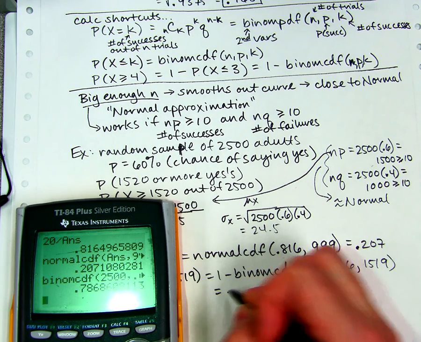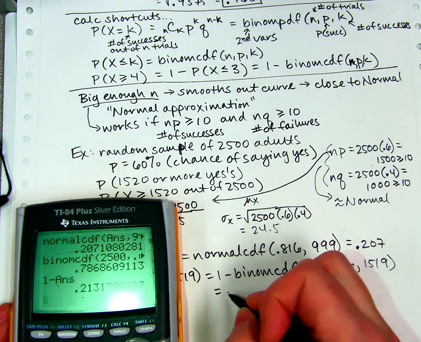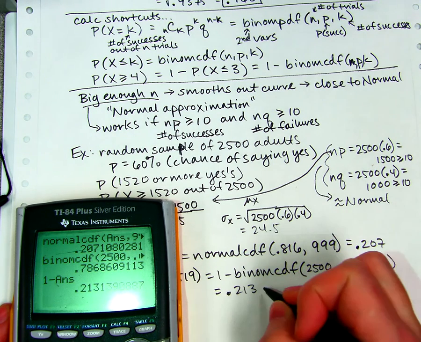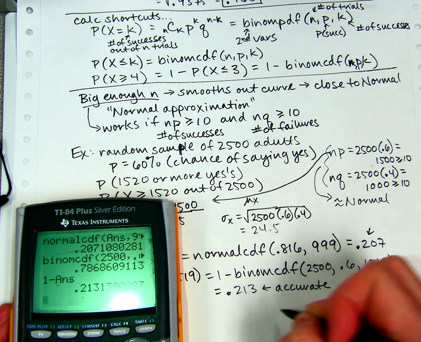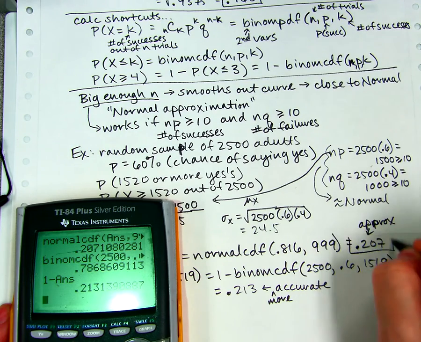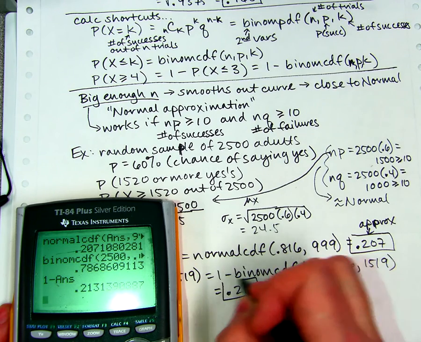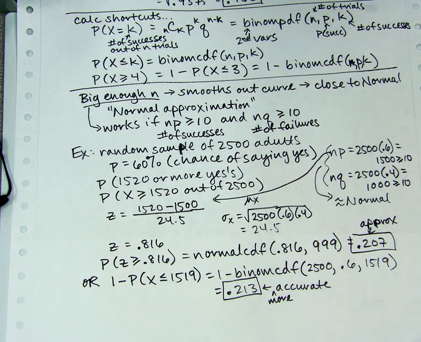And I get that is wrong. I forgot to do 1 minus. There we go. 1 minus that answer. That's better. 0.213. This is the accurate answer, or more accurate, I should say. This is the approximate answer. They're close enough. And somebody basically tried this with a bunch of different numbers and decided how big this would have to be to make it work. And as you can see, it's close. It's about 21% either way.